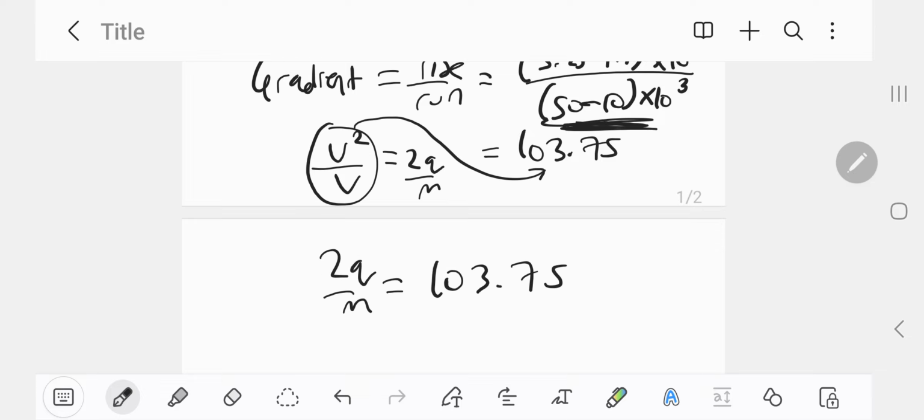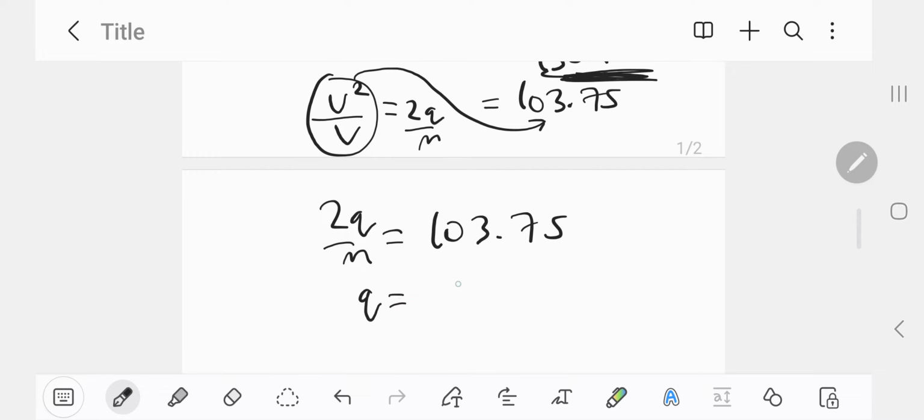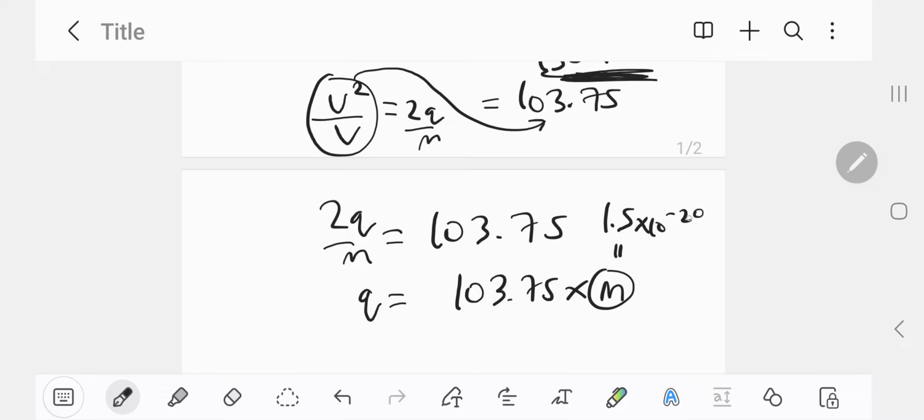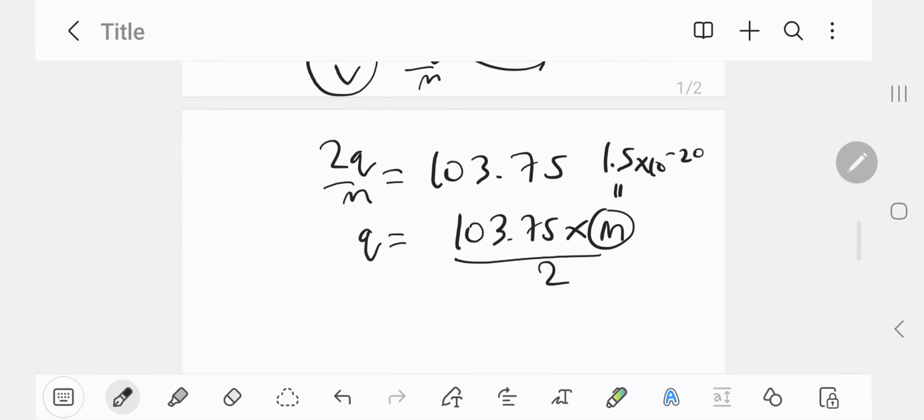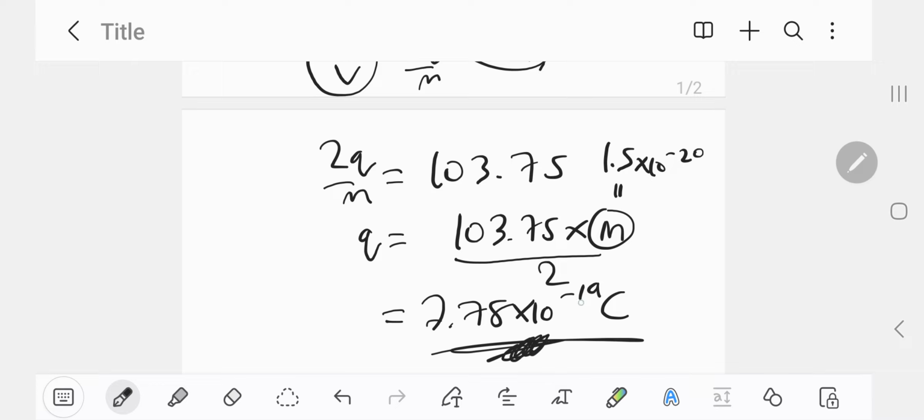So 2Q on m, in other words, is 103.75. So Q is therefore this thing times the mass of the particle, which is actually given in the question. It's 1.5 times 10 to the minus 20, divided by 2. Do the calculation, you should get hopefully around 7.78 times 10 to the minus 19 coulombs. All right, give or take a few values here and there. If you get something around this, your answer will be correct. So that's how you solve this question.